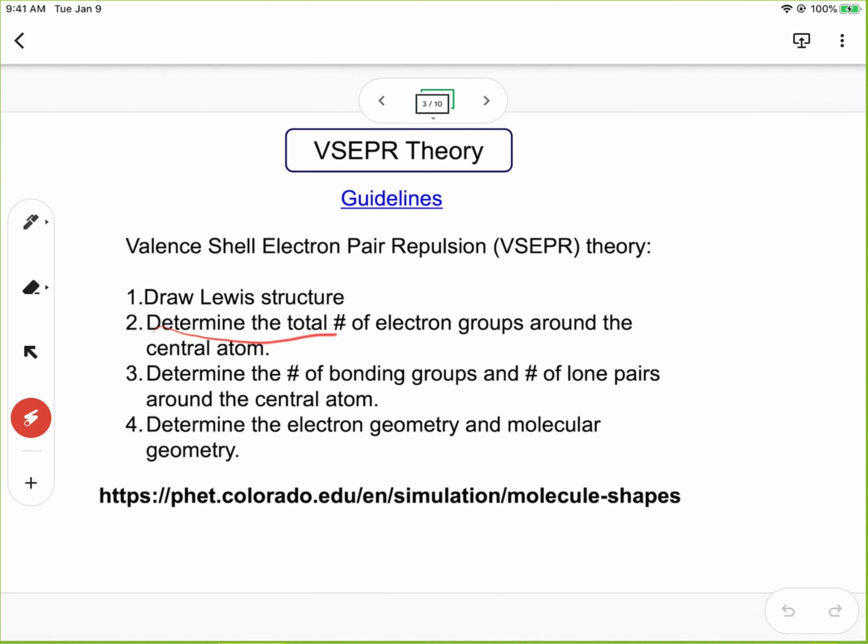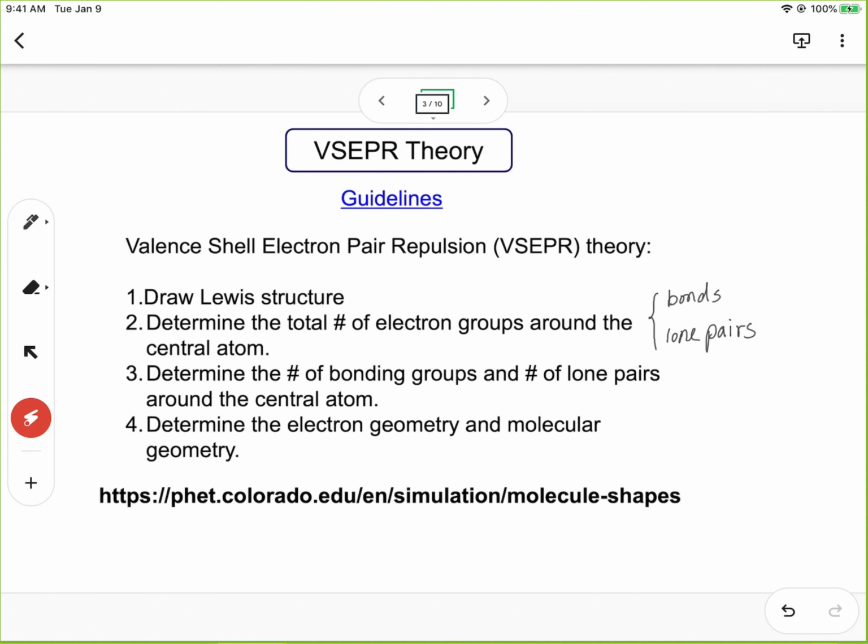Second, determine the total number of electron groups around the central atom. The electron group here means 2 things. I'm going to write it here. That means either bonds or lone pairs. Both bonds and lone pairs are called electron groups, and you just need to count how many of them you have on the central atom.